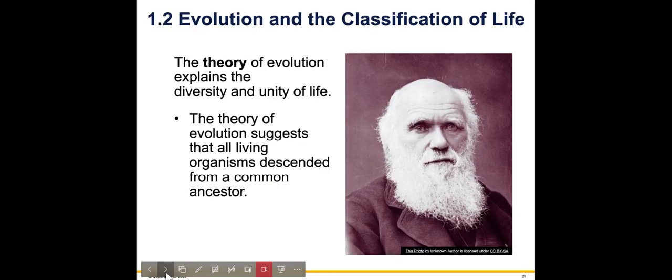So let's start with evolution as a theory. It is going to explain the diversity and the unity of life. And the most famous player when we talk about evolution is Charles Darwin. And Charles Darwin came up with the idea of natural selection as the mechanism that causes evolution to happen. And the theory of evolution suggests that all living organisms descend from a common ancestor, or that there's descent with modification over time.